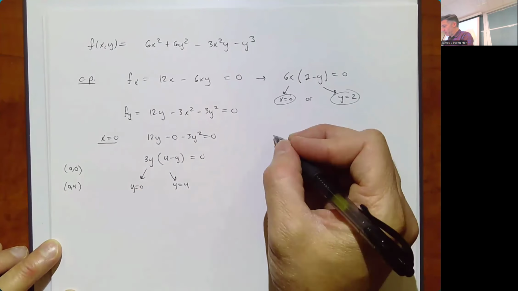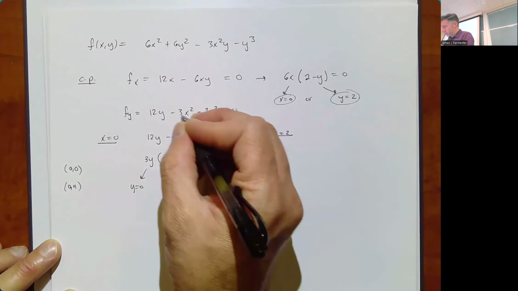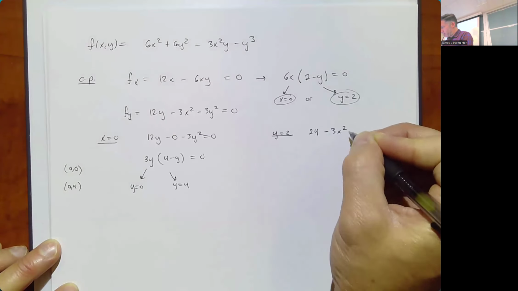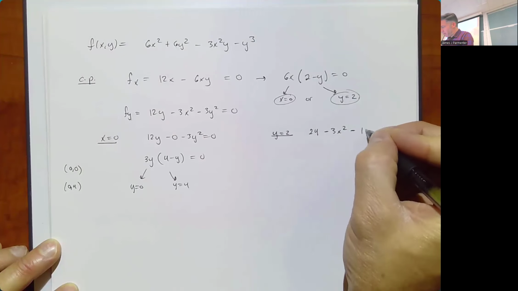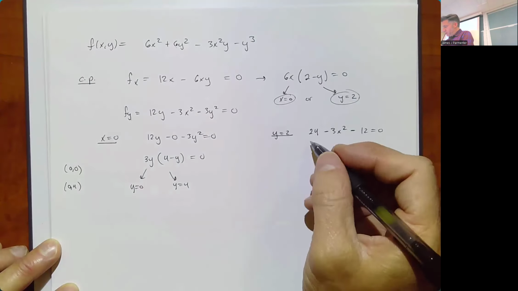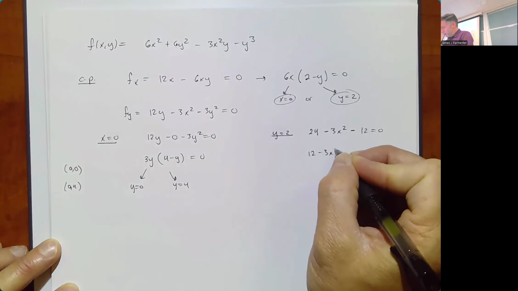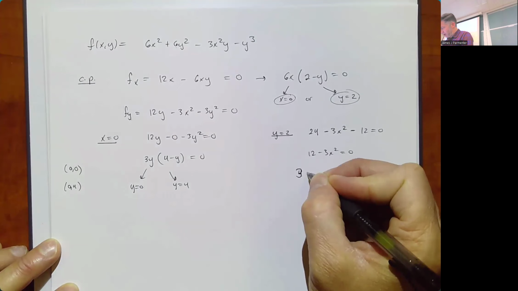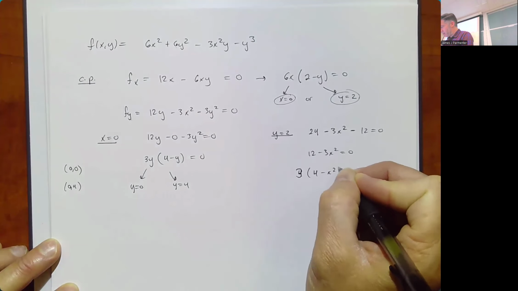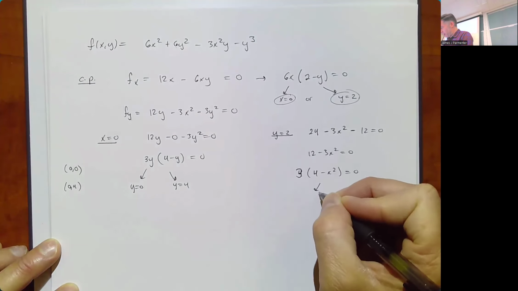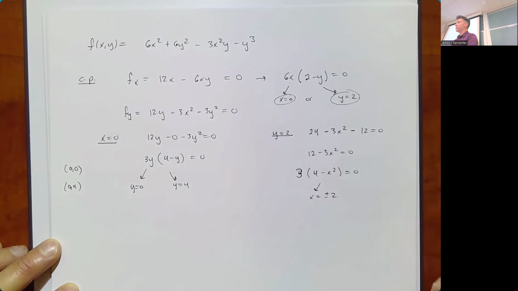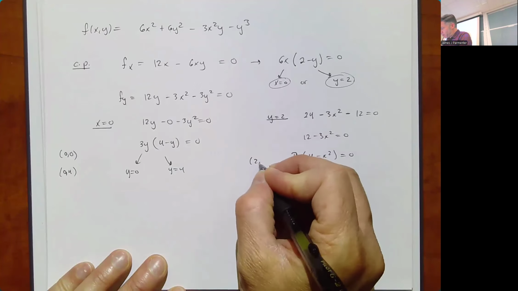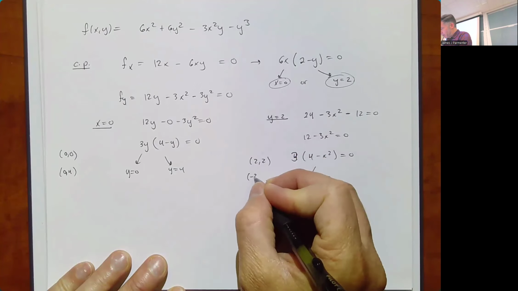Then if I plug in y equal to 2 into this equation, I'm going to have 24 minus 3x squared minus 3 times 4, which is 12, equal to 0. So 12 minus 3x squared equals 0. Factor 3 out of both and you're left with 4 minus x squared equal to 0. So the solutions are x equal to plus or minus 2. My two other critical points here are 2, 2 and negative 2, 2.